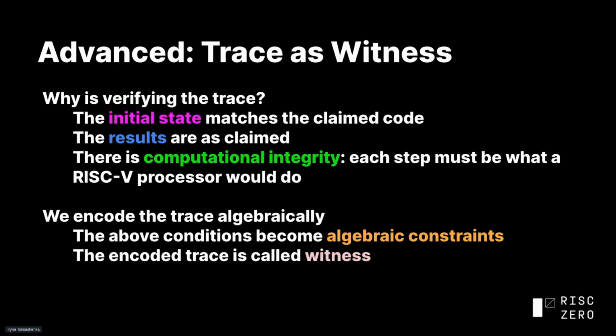So we have this trace as a witness. We have to make sure that the initial state matches the claimed code, the results are as claimed, and there is computational integrity, so each step must be what a RISC-V processor would do. And we encode the trace algebraically, so that the conditions become algebraic constraints, and the encoded trace is a witness.